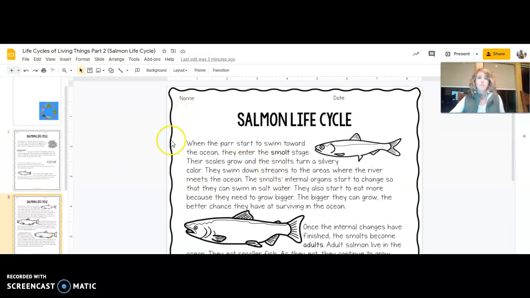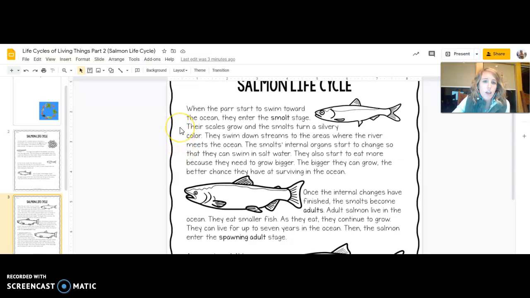We'll keep going. When the parr starts to swim toward the ocean, they enter the smolt stage. Their scales grow and the smolt turns a silvery color. They swim downstream to the area where the river meets the ocean. The smolt's internal organs start to change so that they can swim in salt water. They also start to eat more because they need to grow bigger. The bigger they can grow, the better chance they have at surviving in the ocean.